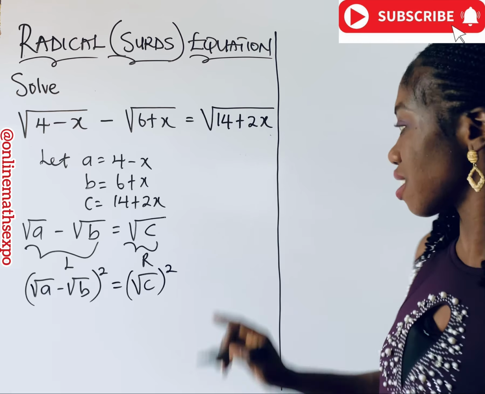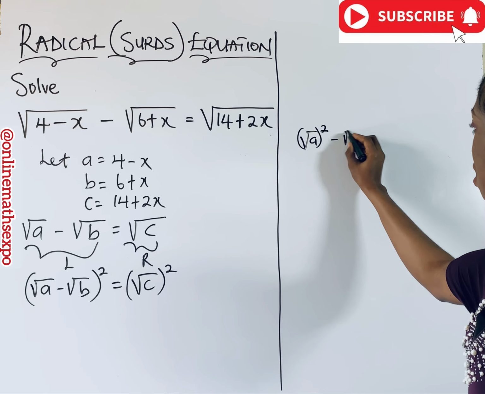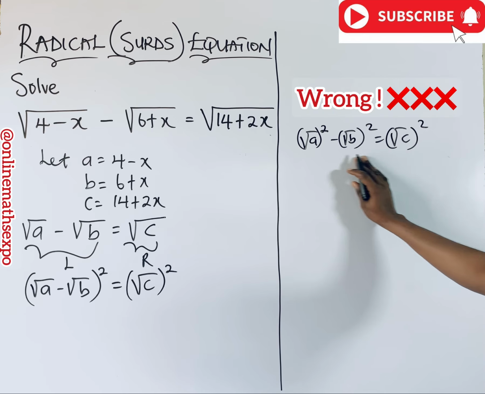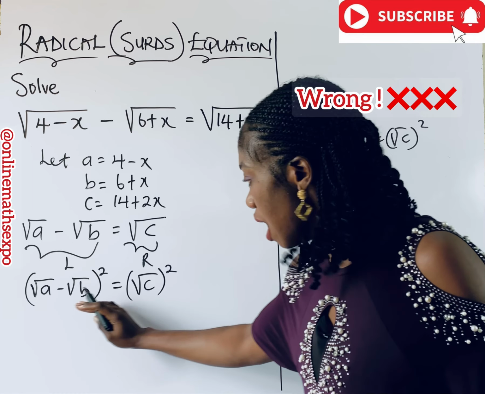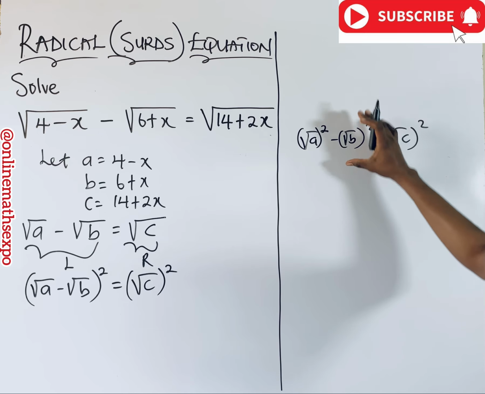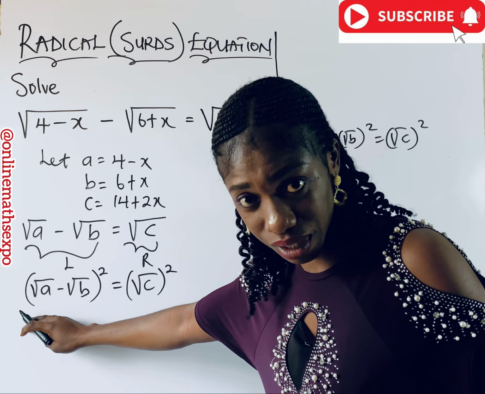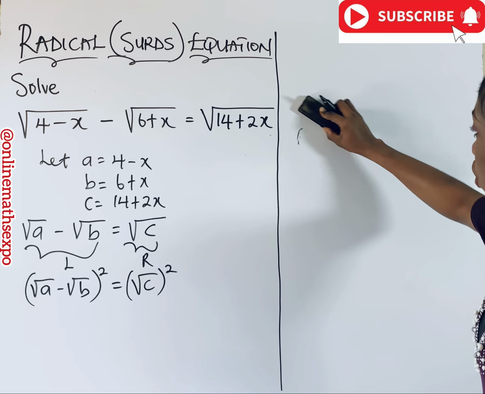Please don't practice this. Most students will do it this way: square this and this separately, which is equal to this. Please, this is wrong. You are squaring the left side together and the right side together. You don't split it. Whatever value you have here is going to be different from what you will get here. I hope it's clear. So don't practice this.